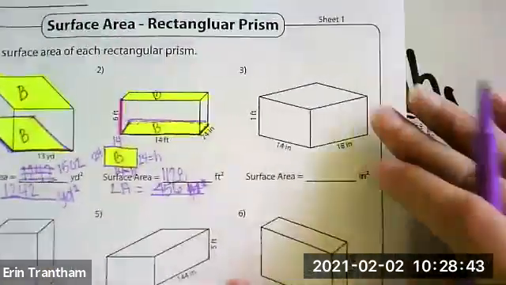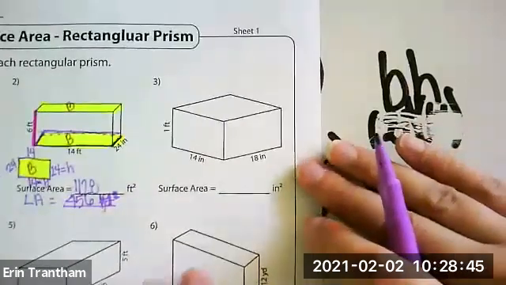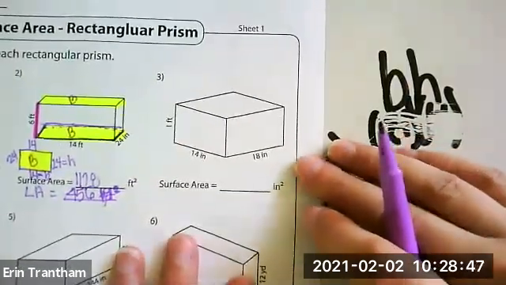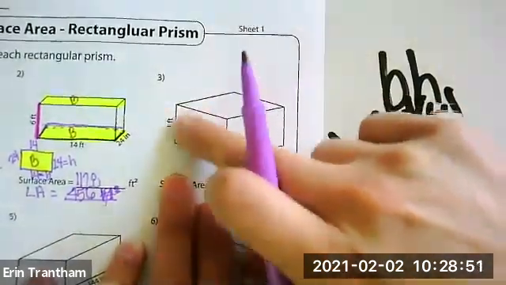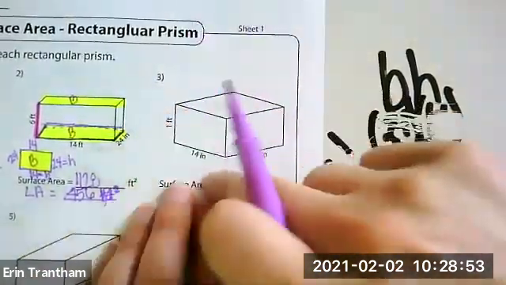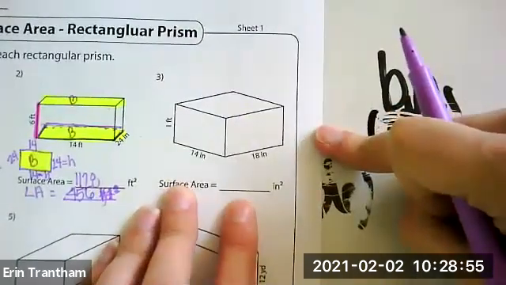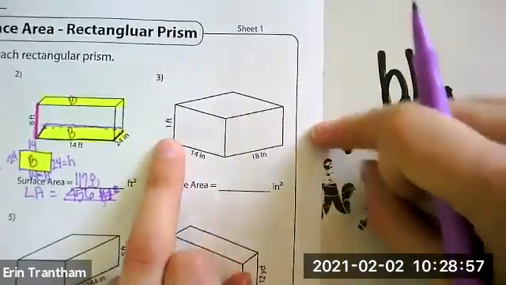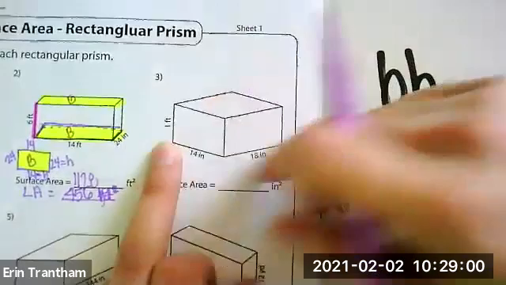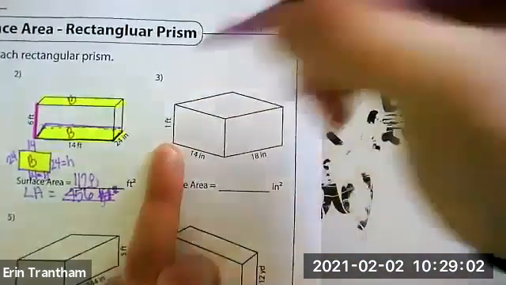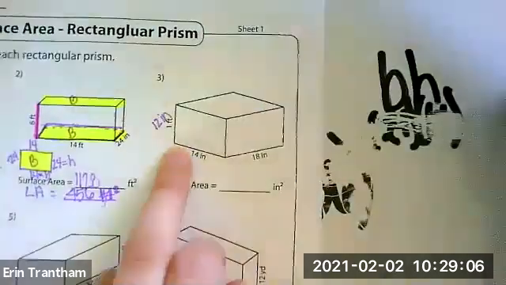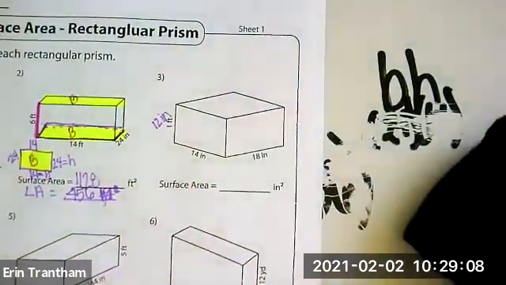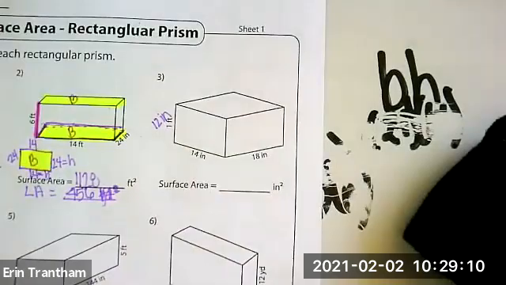So number 3, we have 14 inches, 18 inches, and 1 foot. So before we move on, we need all of our units the same. So does anybody know how many inches are in a foot? 12. Yes, so we're gonna change this to 12 inches. We're gonna ignore number 1 and 2 because we already did it. But we're gonna do the rest.